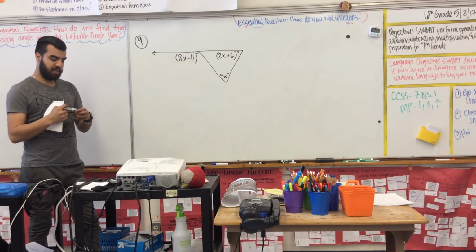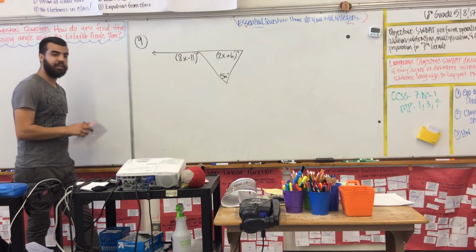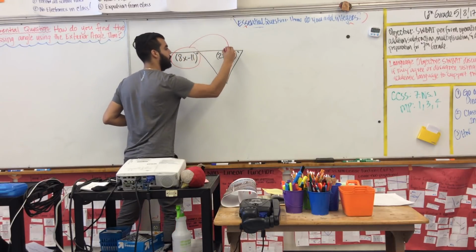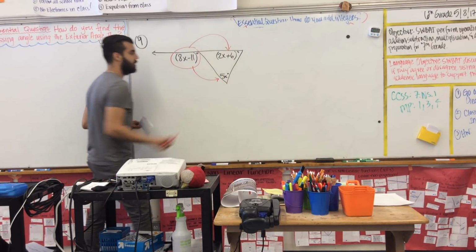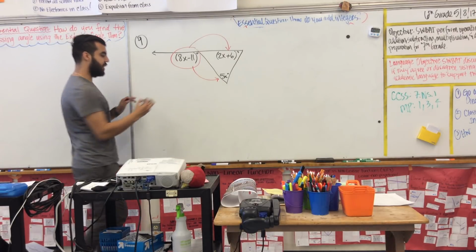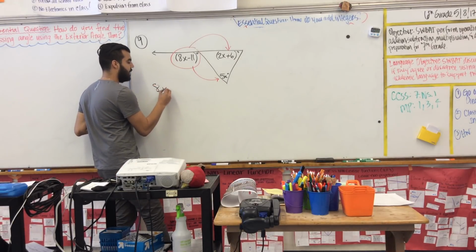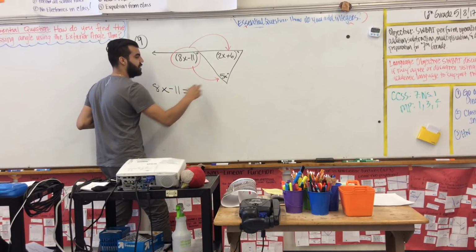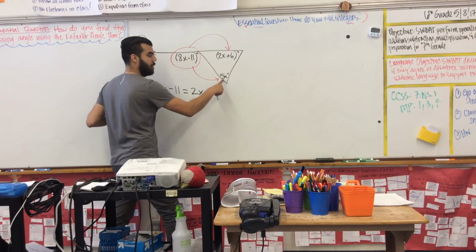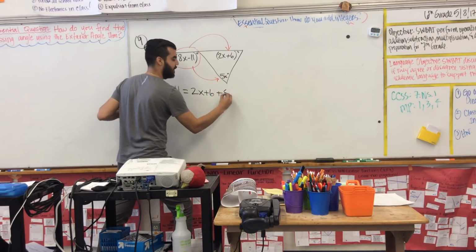So 5x. Now apply the exterior angle theorem. The exterior angle equals the sum of the two angles across from it. So let's go ahead and set up our equation. The exterior angle is 8x minus 11, which equals the sum of these two angles: 2x plus 6 plus this angle, which is 5x.